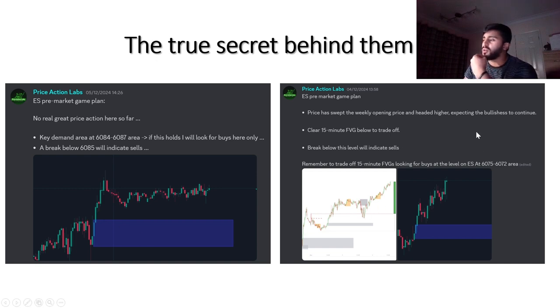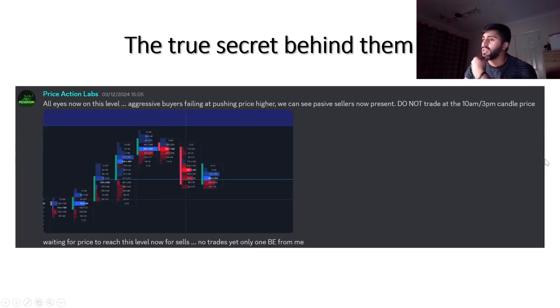We have ES pre-market game plans over here. Again, pre-market game plans. So I will give a level, and then I'll read the order flow at that level to understand whether to go long or short.